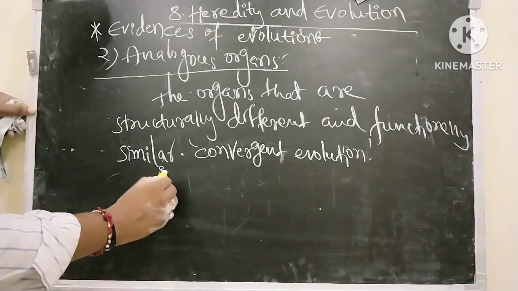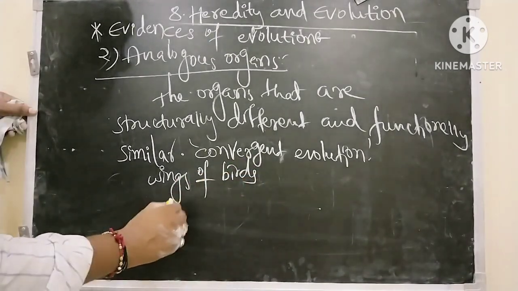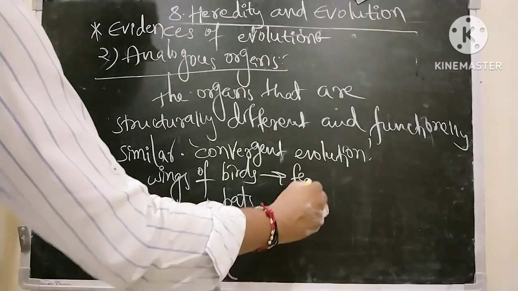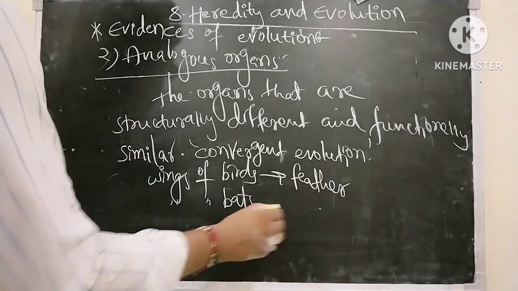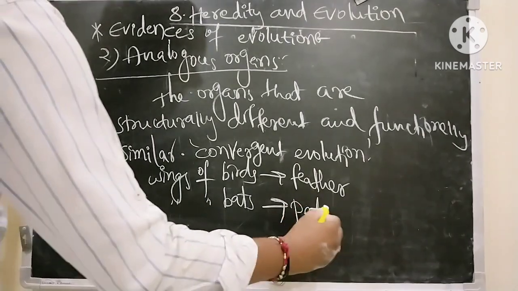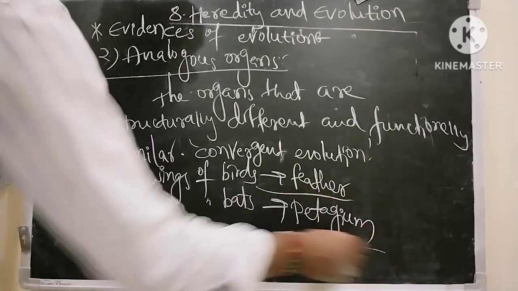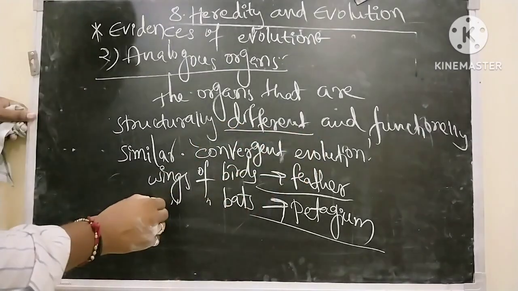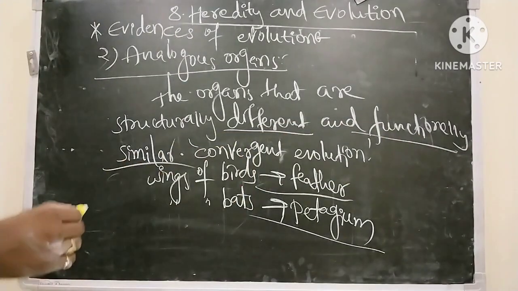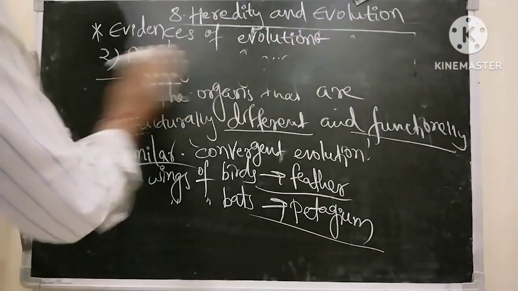Wings of birds and bats. The wings of birds are made up of feathers, whereas the wings of bats are made up of skin foldings called patagium. Here the structure is different. Okay, and both use their wings for flying. That is why they are functionally similar. Okay, so these are called analogous organs.